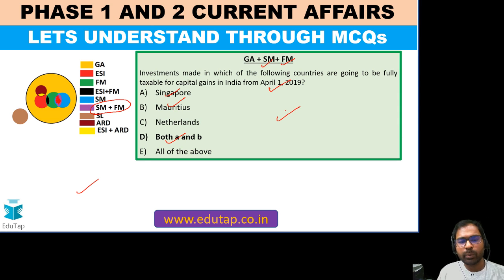Yes. Can this question be asked in finance and management? Yes. Why can this question be asked in finance and management? Because we have the topic of primary market and secondary market in the syllabus of finance. Why can this question be asked in GA? Because everything which can be asked based out of current affairs of SM or FM can be asked in GA, because FM plus SM both are subsets of GA.